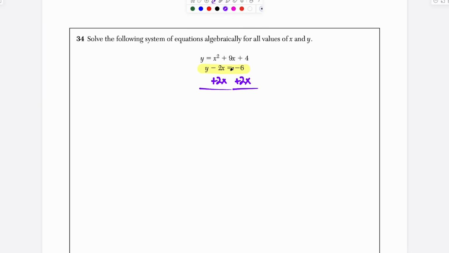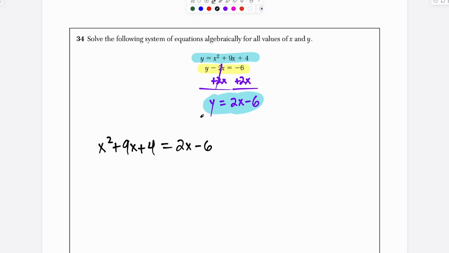And now on the left side, negative 2x plus 2x cancels out, and we'll have y equals, so these terms cancel, and then we have 2x and then minus 6. So here's our second equation, but solved nicely, so that now we could set this one equal to the first equation. So now let's go ahead and do that. So we're going to have x squared plus 9x plus 4, and we're setting that equal to 2x minus 6.